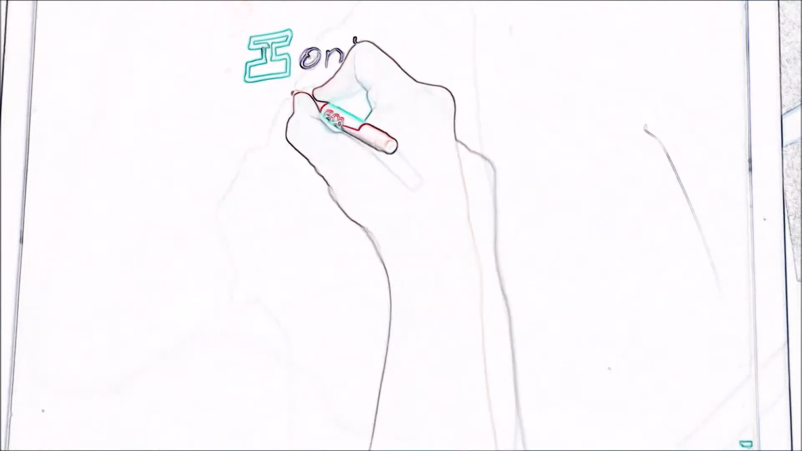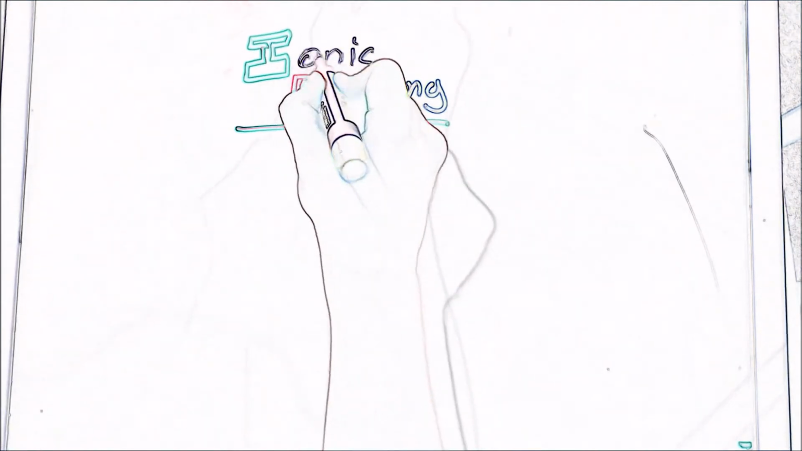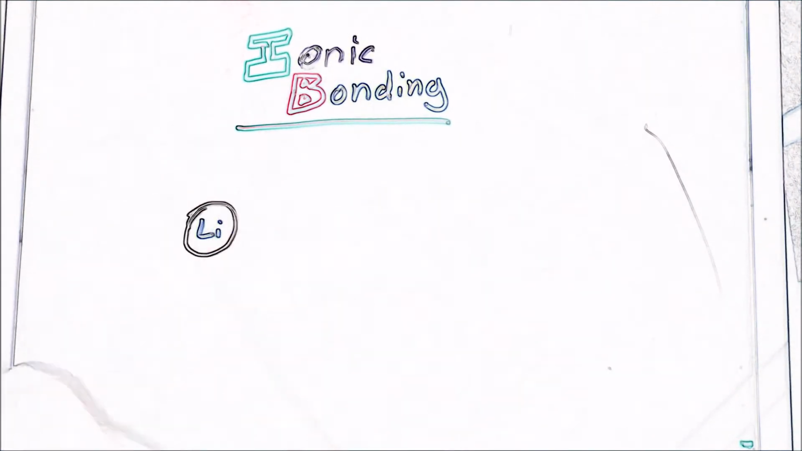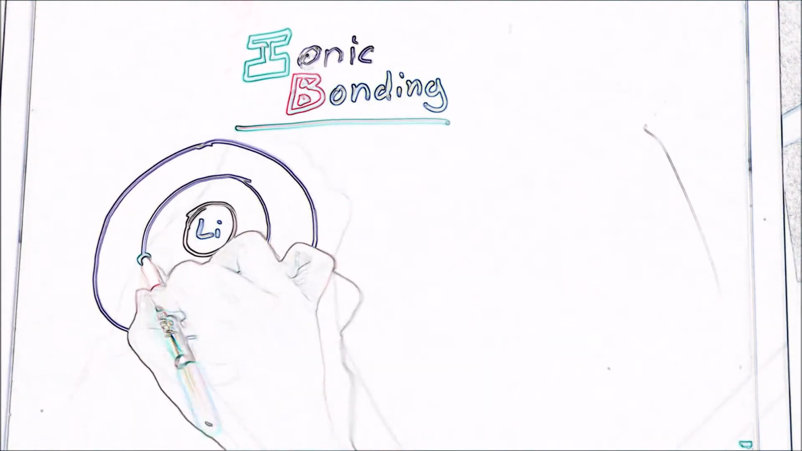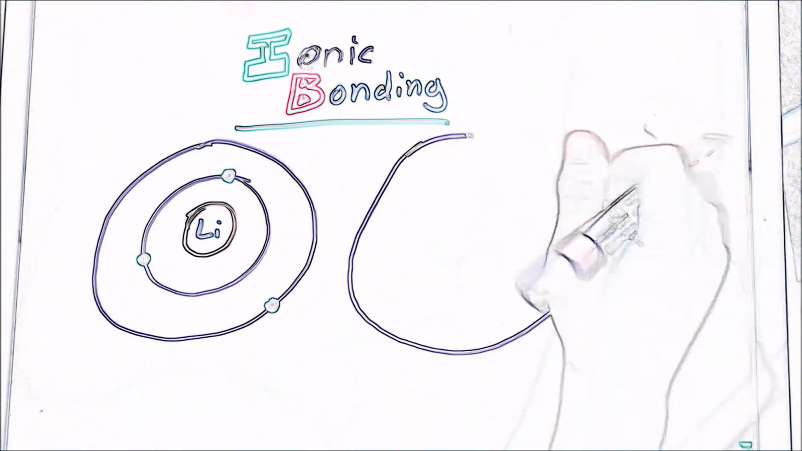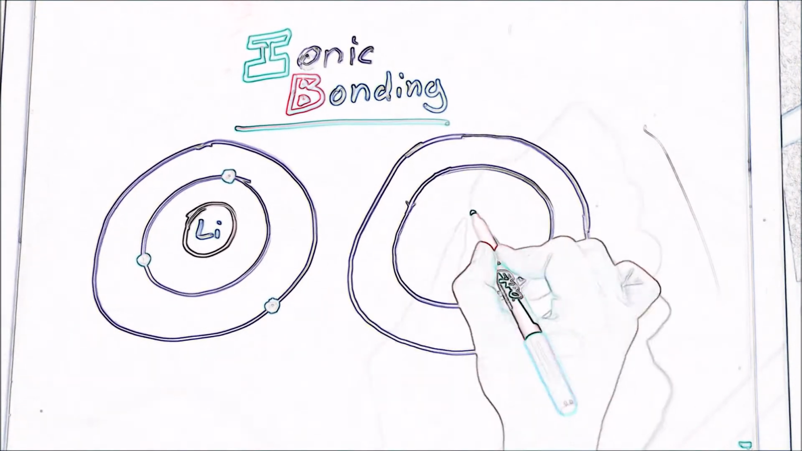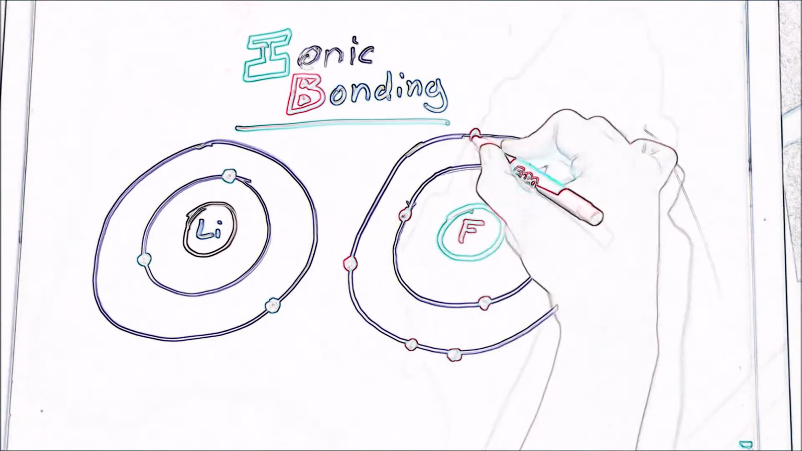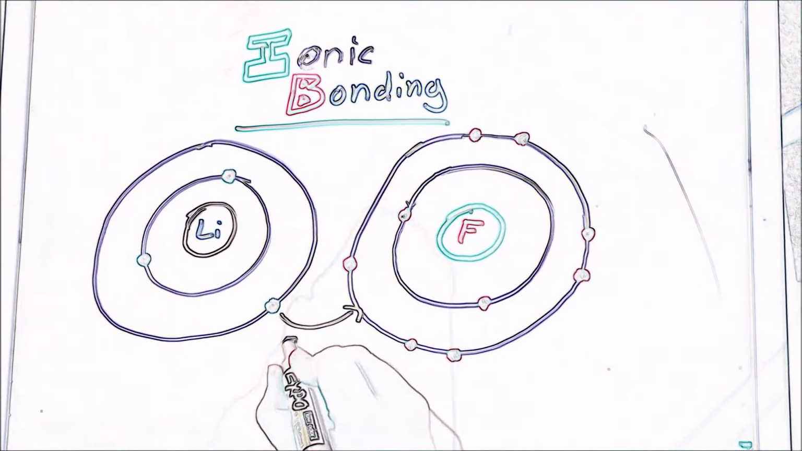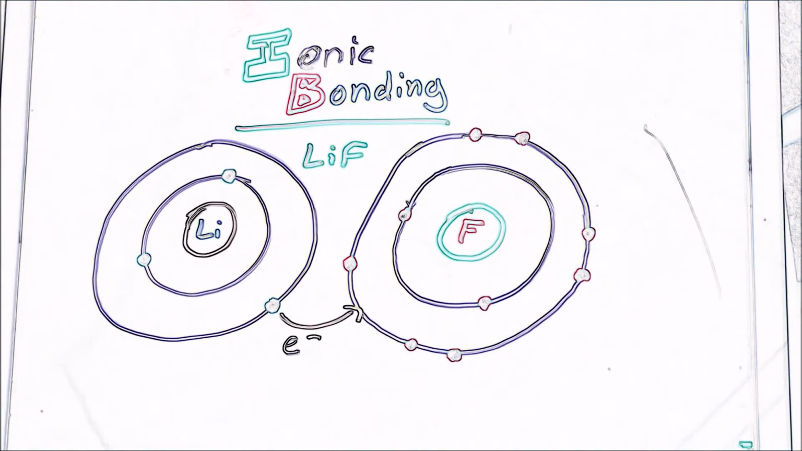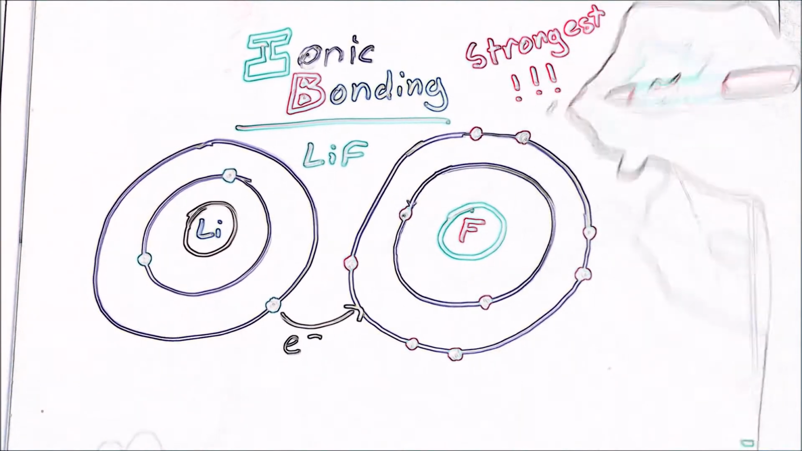Ionic bonding is the strongest intermolecular force. It consists of bonding between two ions. This bonding exists through the transfer of electrons and therefore is extremely strong. In this compound, lithium fluoride, the metallic ion lithium is losing an electron to the nonmetal ion.